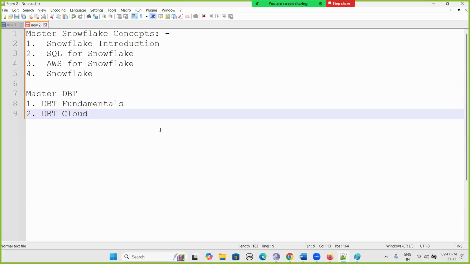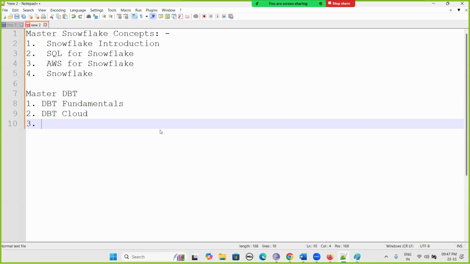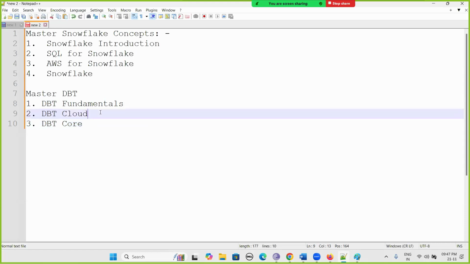And the next one, they give one more software called DBT Core. DBT Core you can install on your local machine. DBT Core is a command line user interface. This one is a graphical user interface, and you need not install any software. You can create a DBT Cloud account and a connection between DBT Cloud and Snowflake. Then you can write models, seeds, macros, multiple DBT concepts.